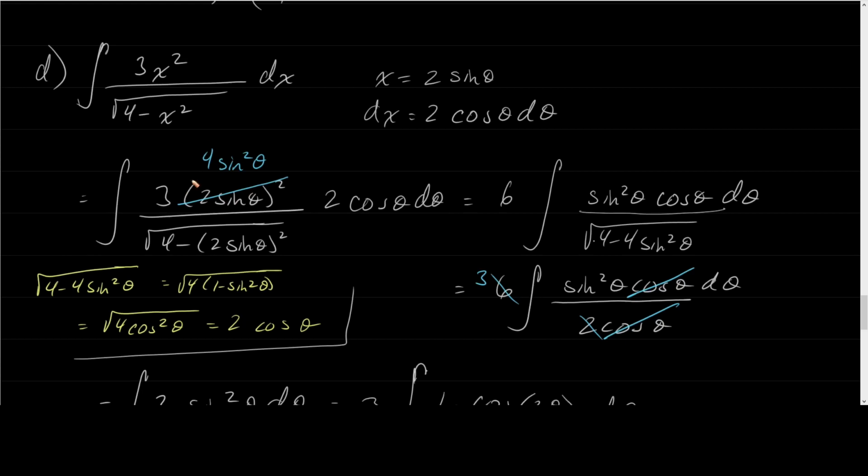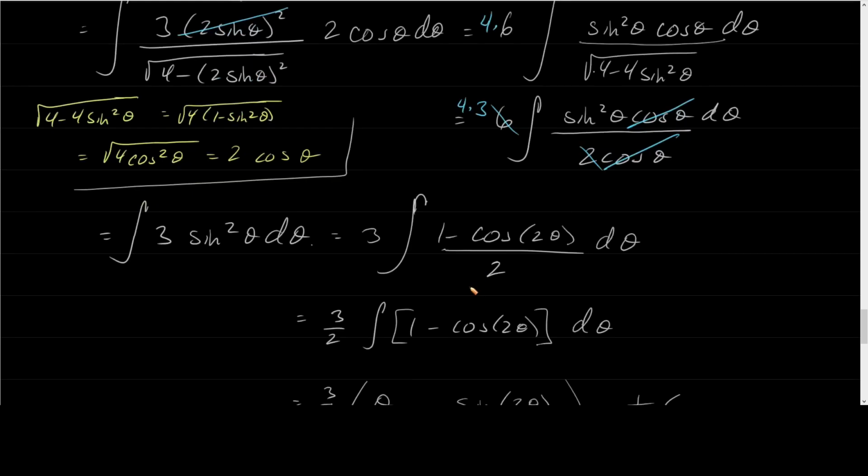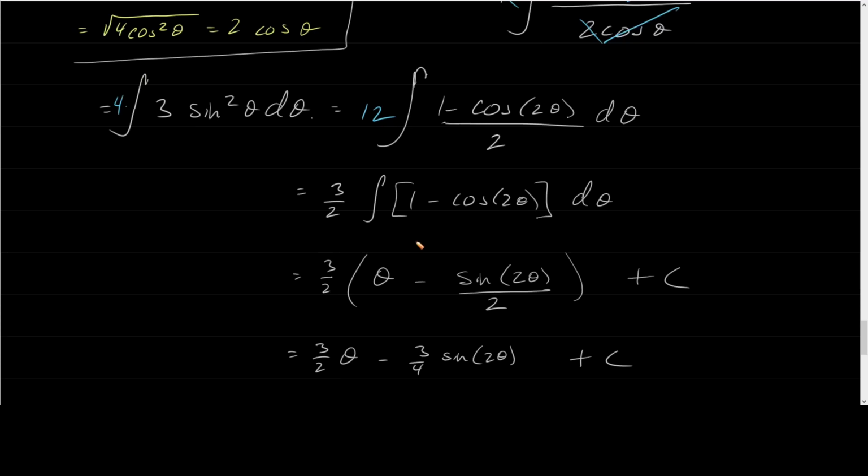So that 4, I'm going to put it out here, 4 times all of that. And here I'm going to rewrite that as 4 times 3 is 12. And when I take the 2 on the outside, that 12 over 2 is 6.